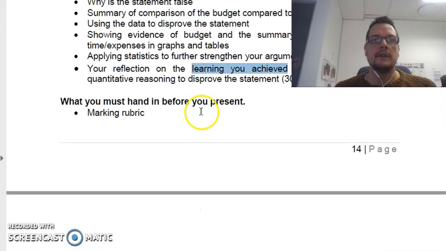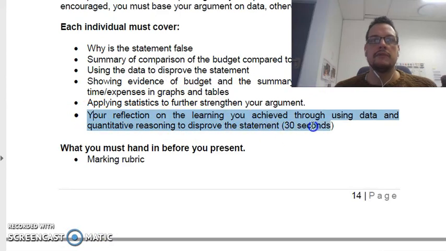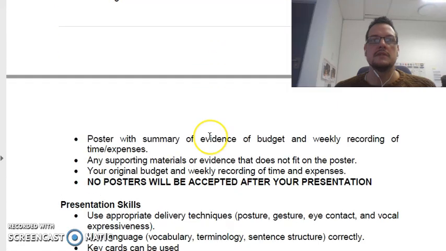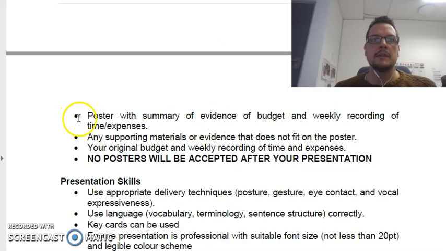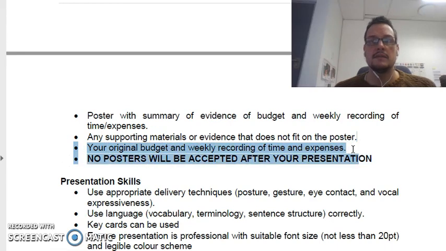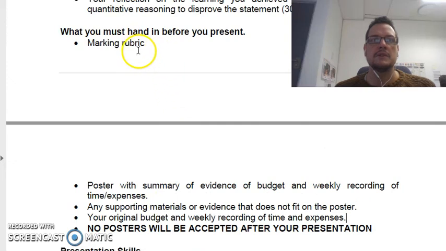So to go back over here, you have to reflect on the learning that you've achieved through using data and quantitative reasoning to disprove your statements. And a reminder, please, you have to hand in your poster before you present so that we can see it, as well as your original budget and weekly recording of time and expenses. If you do not have this, you will not be allowed to present and you will get 0 for your presentation mark. Please make sure you arrive with the correct material and make sure you have your marking rubric. Good luck with your presentations.